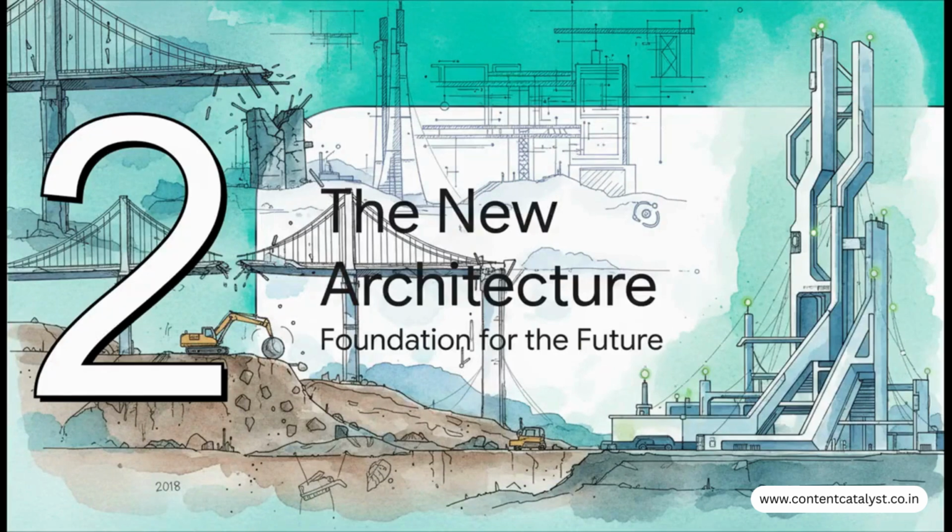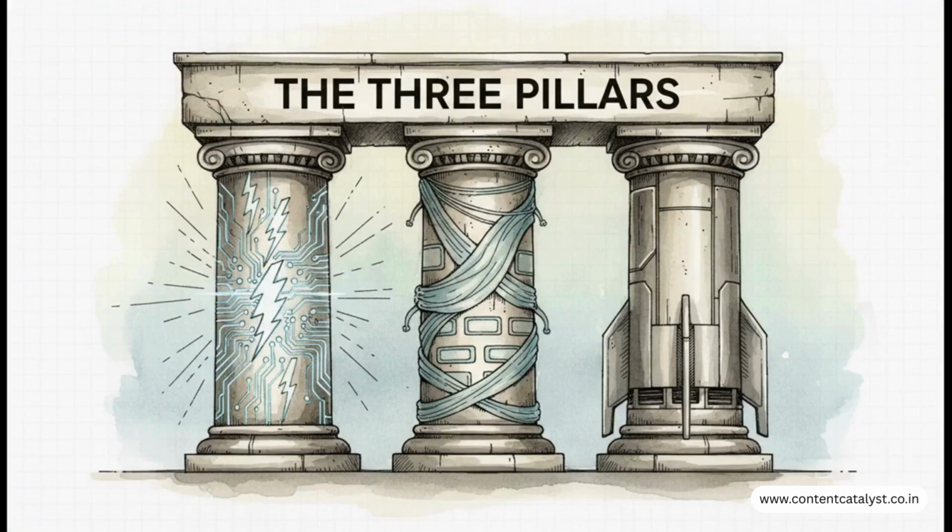So to fix this, the team knew they couldn't just put a Band-Aid on the bridge. Nope. They decided to tear the whole thing down and build something completely new. This wasn't a quick fix. It was a huge multi-year effort that kicked off way back in 2018, all to create a solid foundation for the future. And this new foundation is built on three main pillars that all work together.